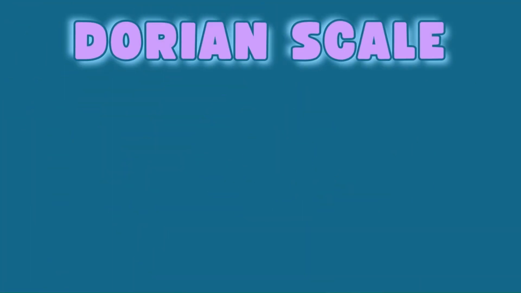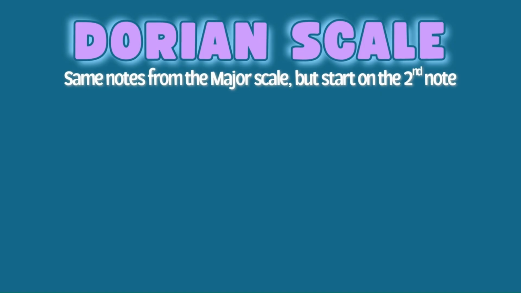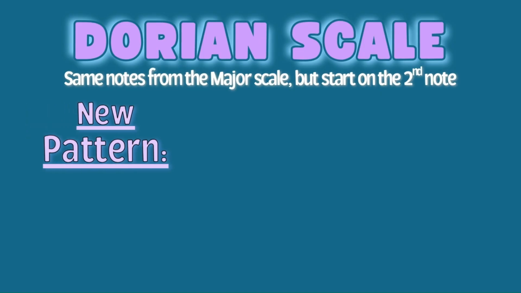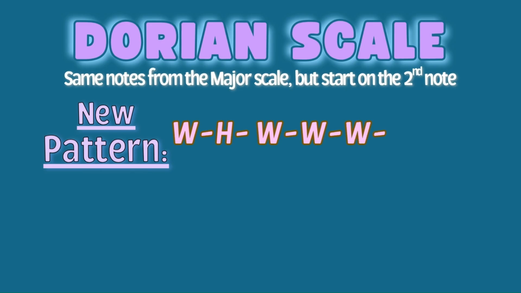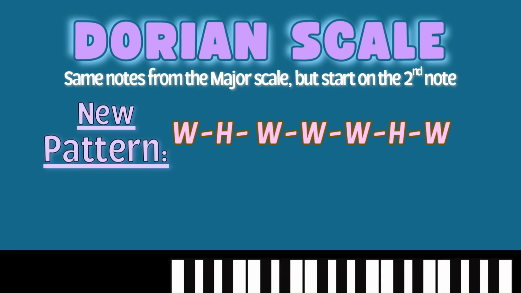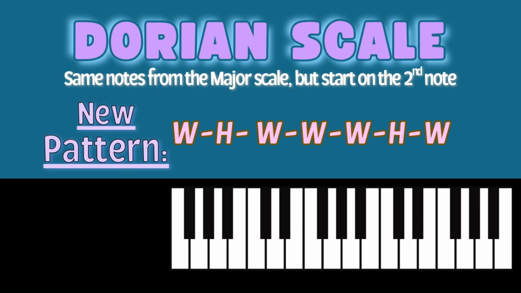I'm going to change the major scale pattern to create what's called the Dorian scale. The Dorian scale is a mode with the same notes from any major scale, but starting on the second note. Even though the notes are the same, it's going to create a new pattern. Now it's whole step, half step, whole step, whole step, whole step, half step, whole step. If we base this around C major, the second note of that scale is D, making this D Dorian. The notes are the same, just in a different order.